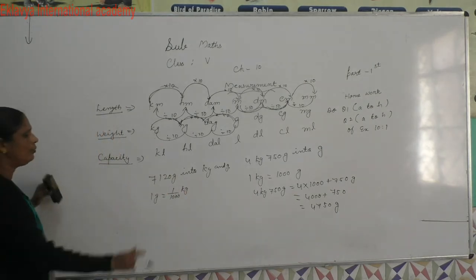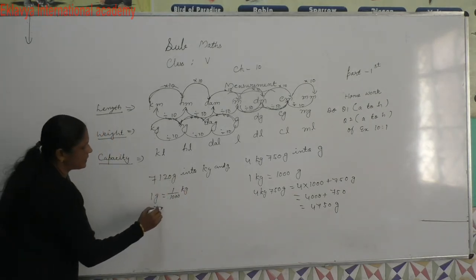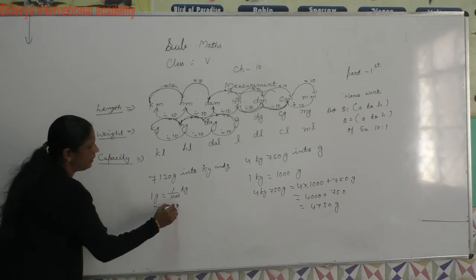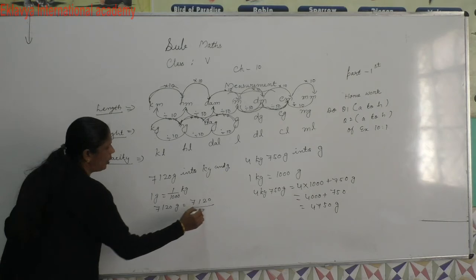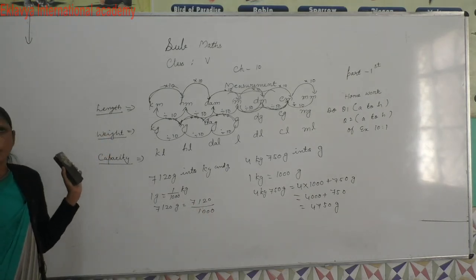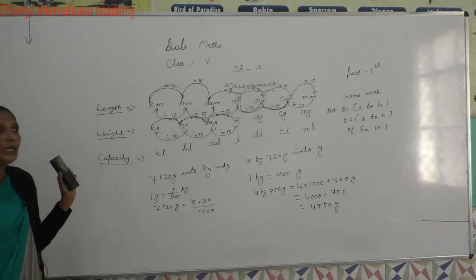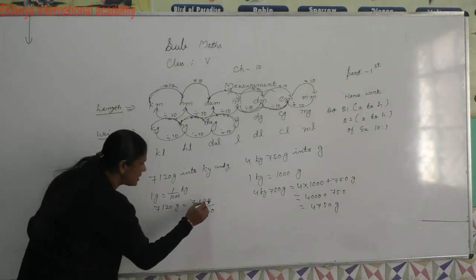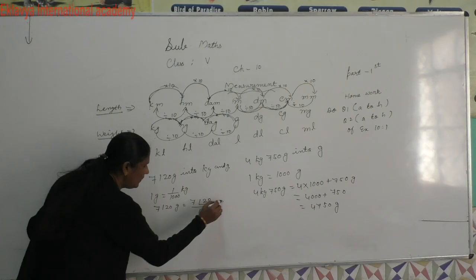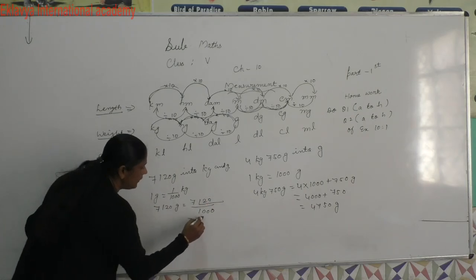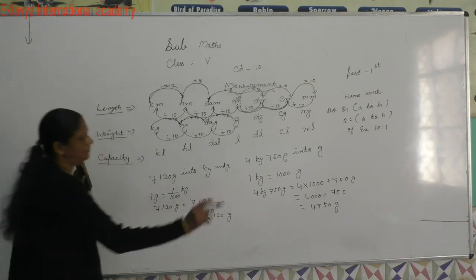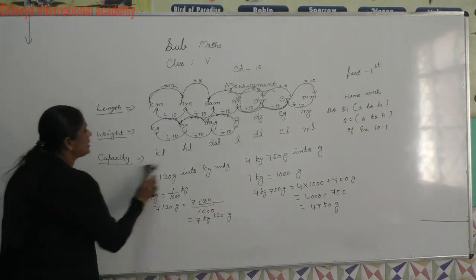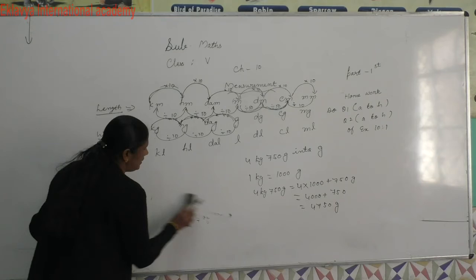We have how many gram? 7120 gram is equal to 7120 upon 1000. We divide by 1000. How many digits we remove? 3 digits. That is this 1, 2, 3. This is equal to 7 kg 120 gram. Understand you?